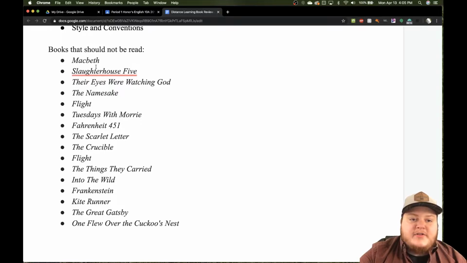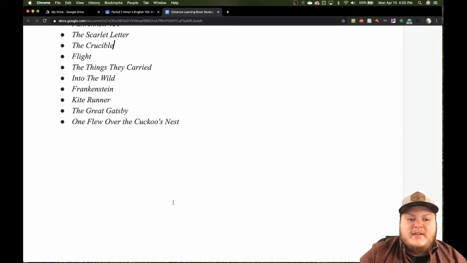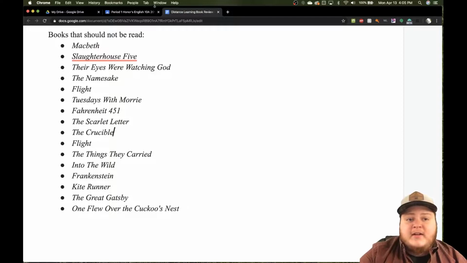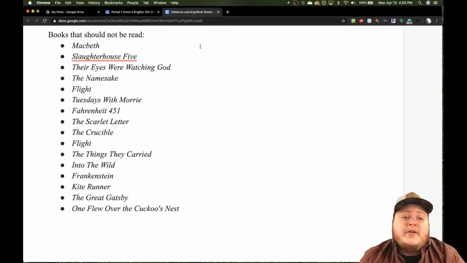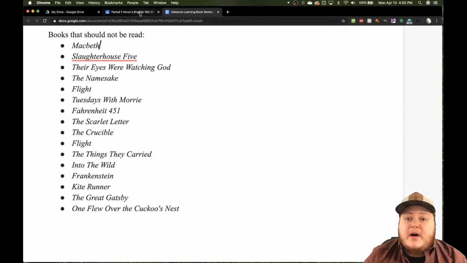And here are just some books that you shouldn't read. You already read Slaughterhouse 5 and Their Eyes Were Watching God. The rest here is what you're going to be reading in AP Lit next year. You might want to read Macbeth. It's actually a really good story if you're able to break it down. I would encourage you, if you're going to choose a Shakespearean play, use No Fear Shakespeare. It's easy, and you're able to look at both the original text and a modern day translation.